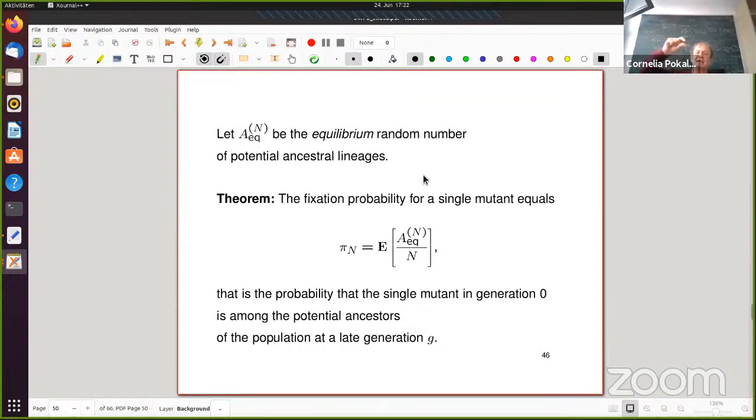But the crucial nice theorem is that the fixation probability for a single mutant equals, just as in the Neuhauser-Krone situation, right? It's the same conceptual business as I explained before. It's the expectation of the ratio of potential ancestral lineages to n, right? The fraction of boxes that are occupied in this equilibrium. That's the fixation probability, right?